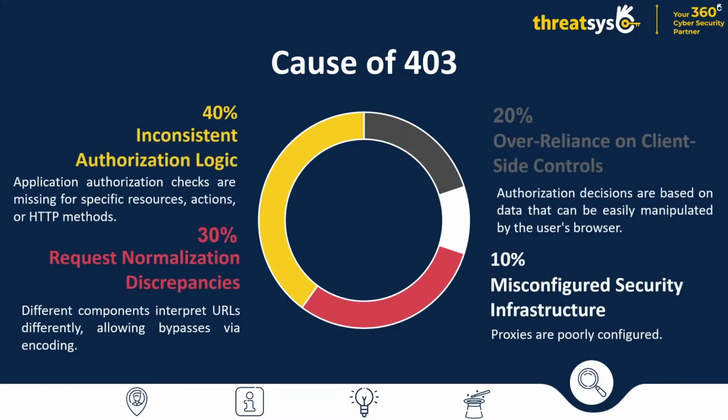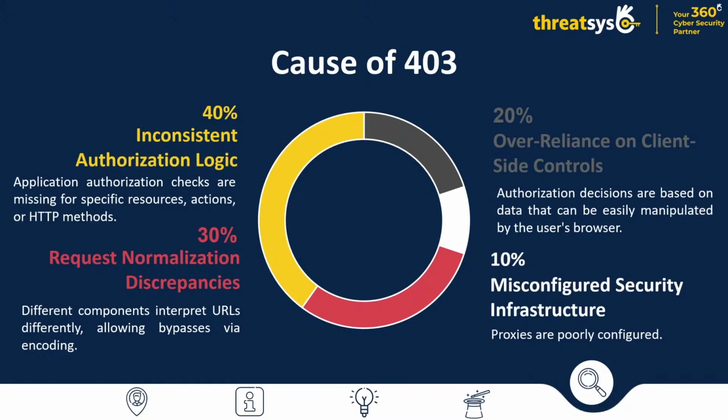So these are the causes of 403 bypass, where 40% is because of inconsistent authorization logic, where the application authorization is not being checked properly. Like I have shown you how a POST request can access the file, but a GET request is forbidden. So by changing the HTTP method, we can access it, which is inconsistent authorization logic. It should be configured properly so that only a verified GET request should be accessing it. The POST request should be dropped.